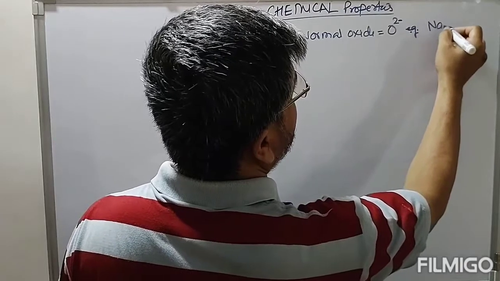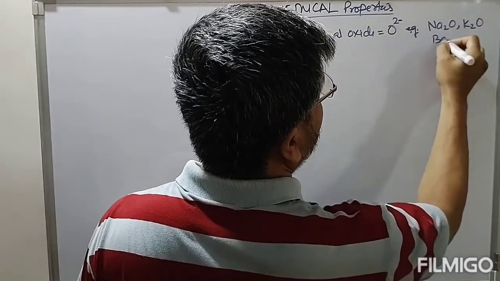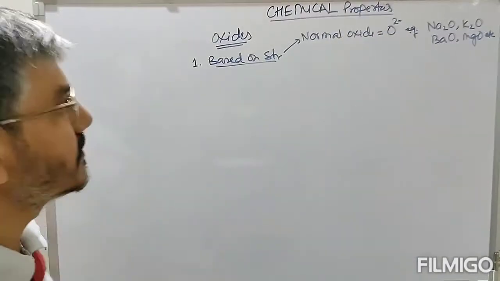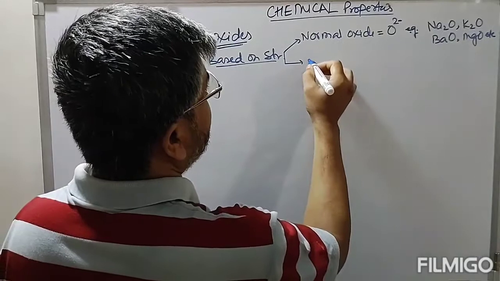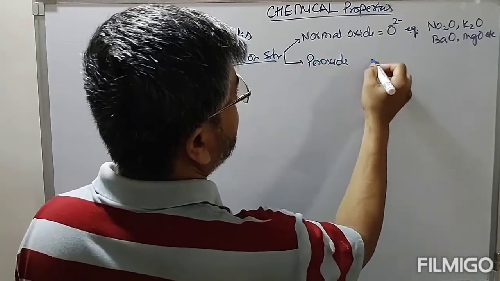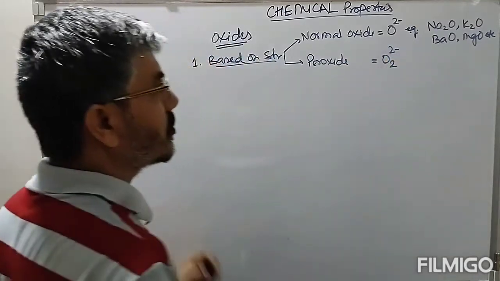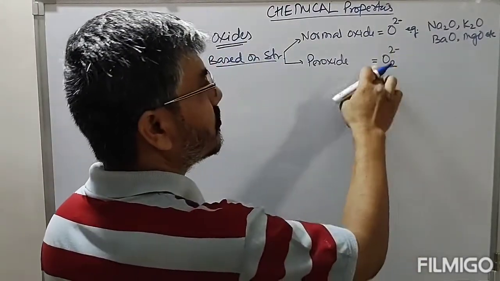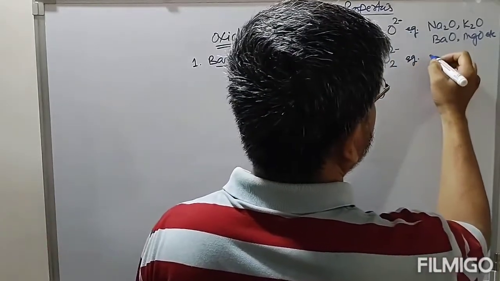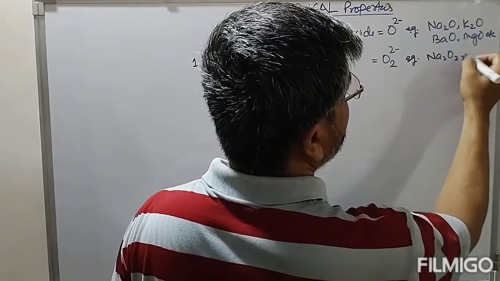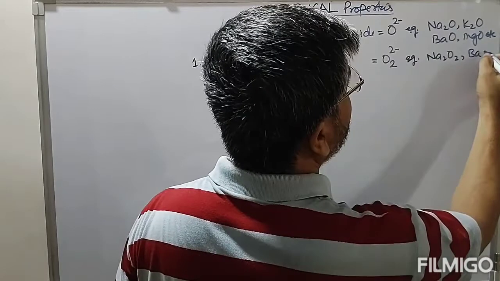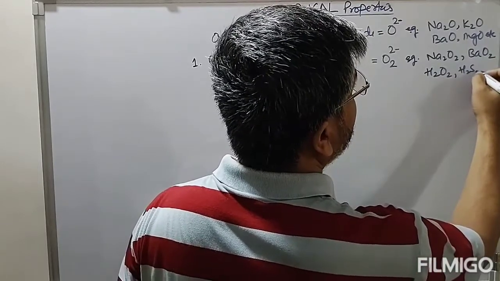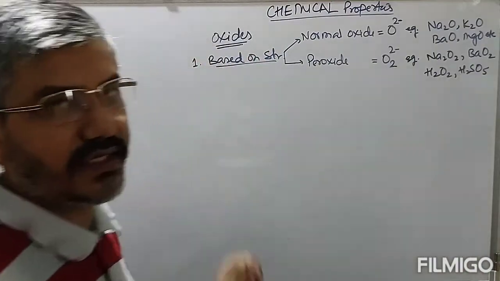Example, Na2O, K2O, BaO, MgO, etc. These are known as normal oxides having this O2 minus. The other oxide is peroxide. We have O2 2 minus, so the oxidation state of oxygen is -1 in case of peroxide. So this is 2 negative charge for 2 oxygen, so per oxygen is -1. Examples: Na2O2, BaO2, H2O2, H2SO5, etc. These are peroxides and they contain the peroxide linkage.